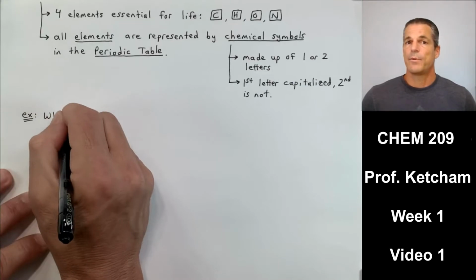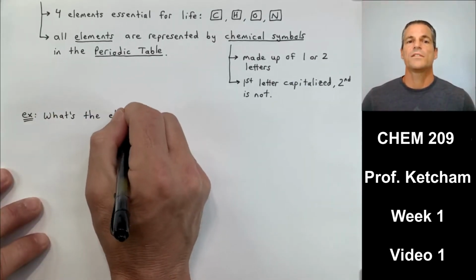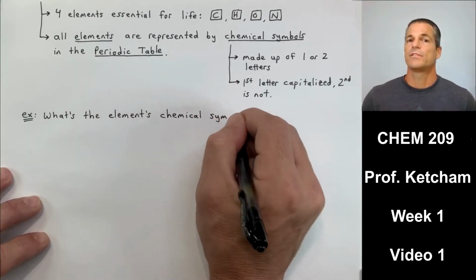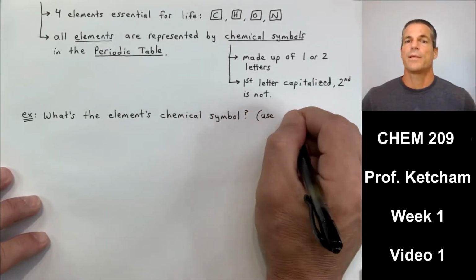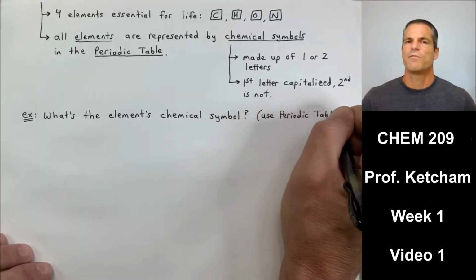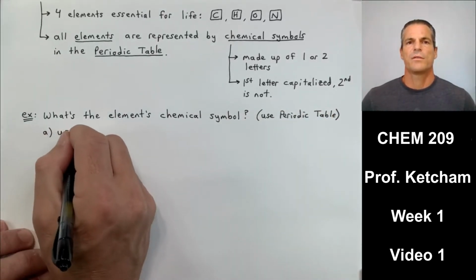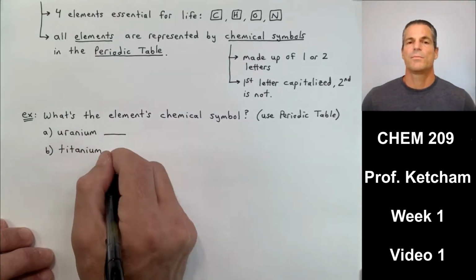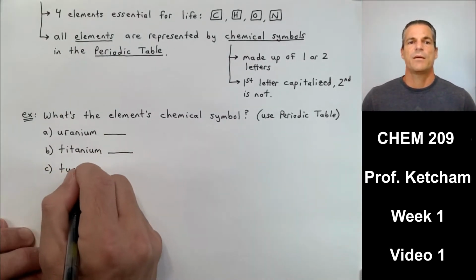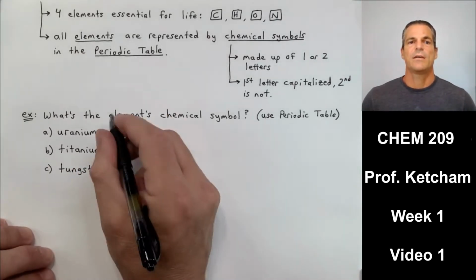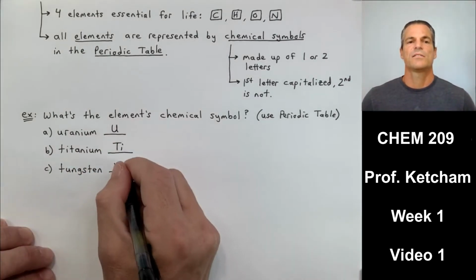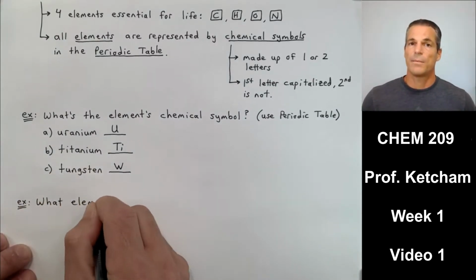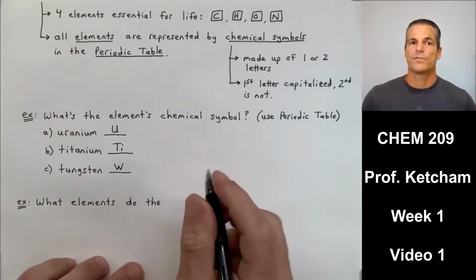So yet another example problem. It says, what's the element's chemical symbol? And we'll use the periodic table. You should have one inside your textbook. You might have one. You can always find one on Google Images. So what's the element's chemical symbol? Use the periodic table. A, uranium is U. Titanium is Ti. Tungsten is W. You might be wondering why tungsten is W. The Latin name for tungsten is wolfram.